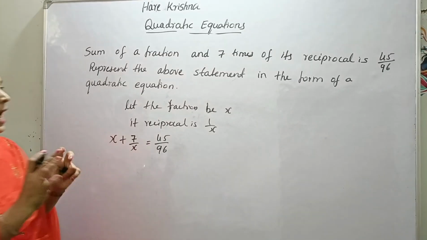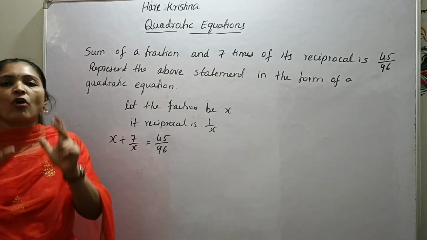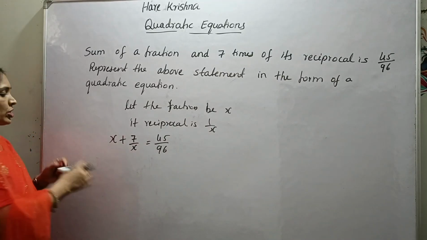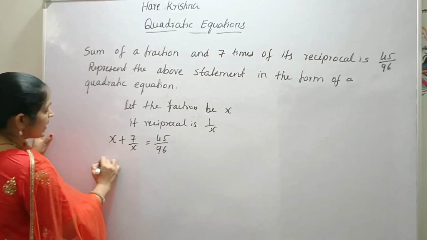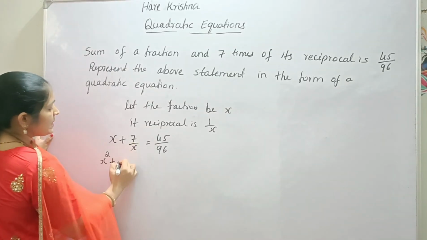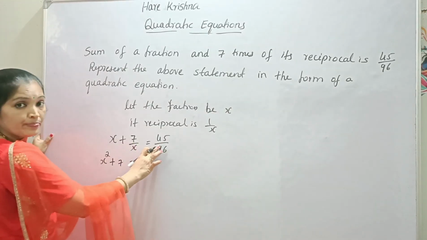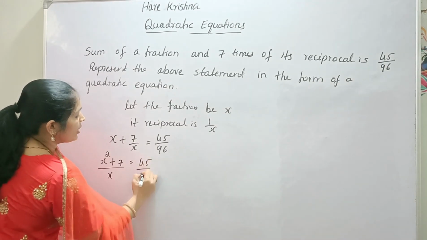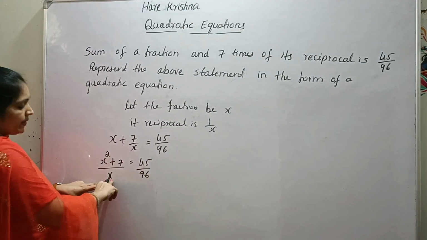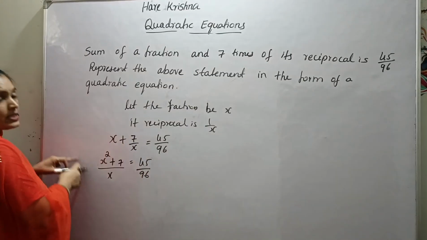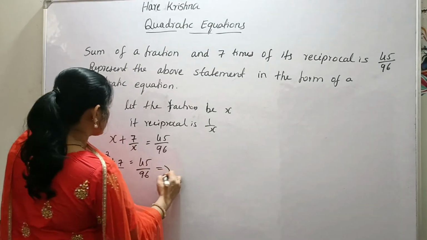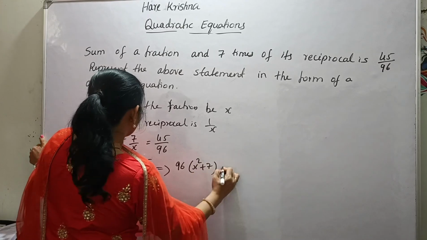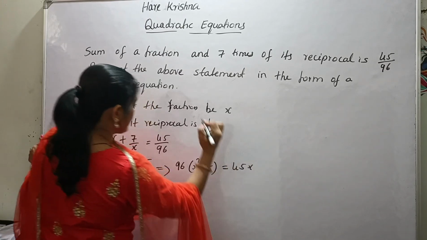Okay. Now we have to make it into the standard form of a quadratic equation, right? That is by simplifying this equation. Okay. x into x, x square plus 7, taking this x here, x divided by x is equal to 45 divided by 96. Take this x to the right side and 96 to the left side. So this implies 96 into x square plus 7 is equal to 45x.